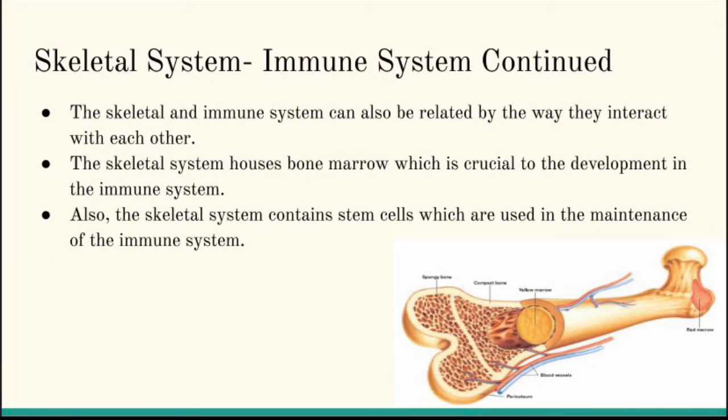Another major way that the skeletal and immune system are related is by the way that they interact with each other. For example, the skeletal system houses bone marrow, which is crucial to the development of the immune system. Another way they interact with each other is that the skeletal system also contains stem cells, which are used in the maintenance of the immune system.